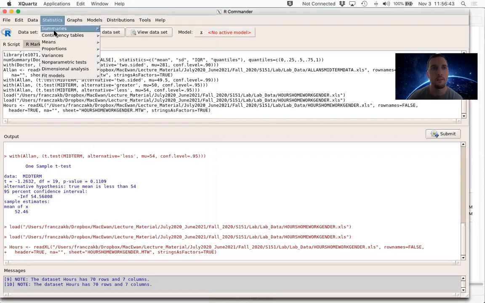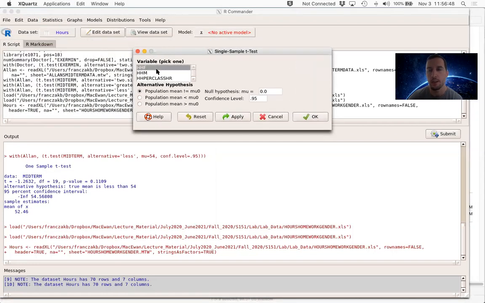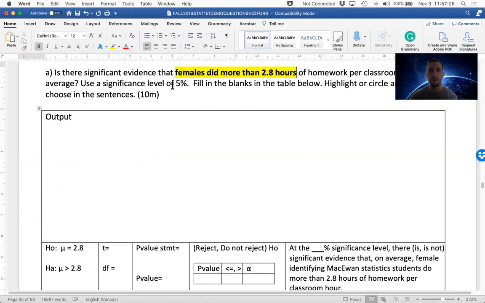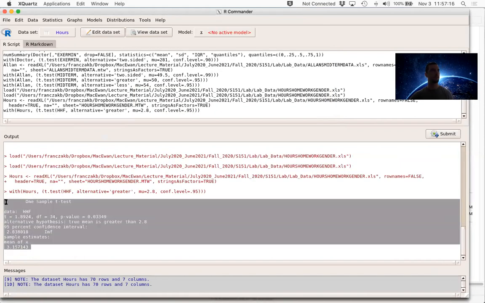So we're going to have statistics, means, single sample, HHF in this case. We want to know if the population mean exceeds 2.8 here. So you'll see I've selected the variable. I have a directional test, greater than. I have mu equal to 2.8. And then the significance level is 5%, so I can leave that as 0.95. Okay, so I click OK. I'm going to get the following.